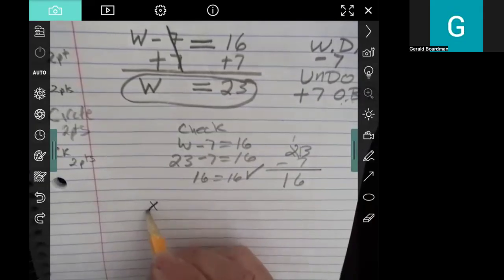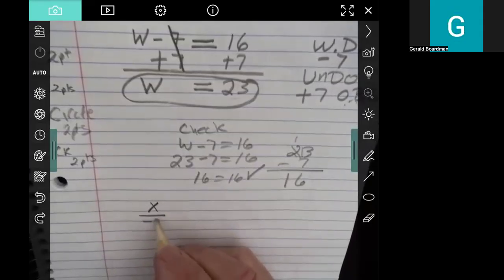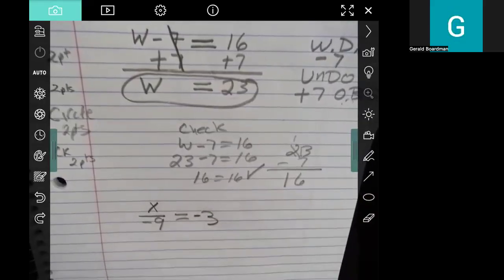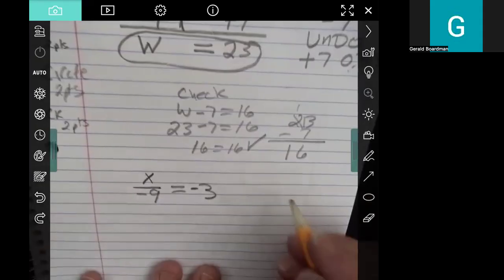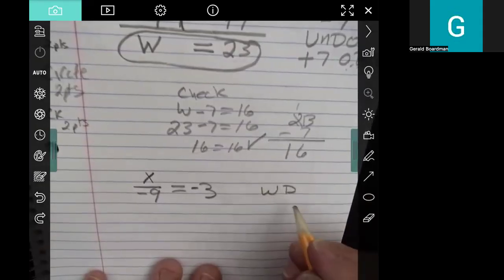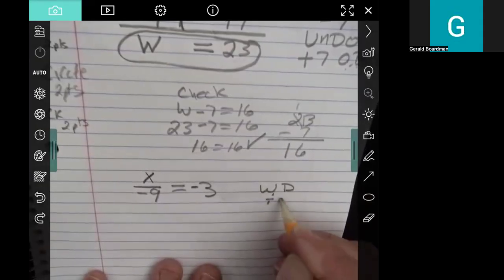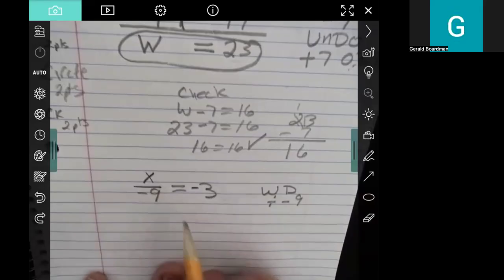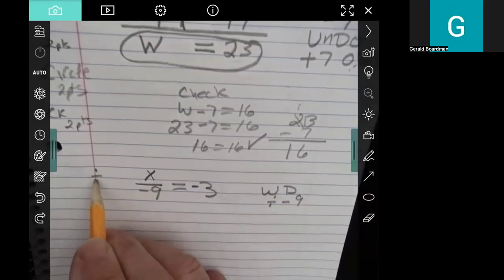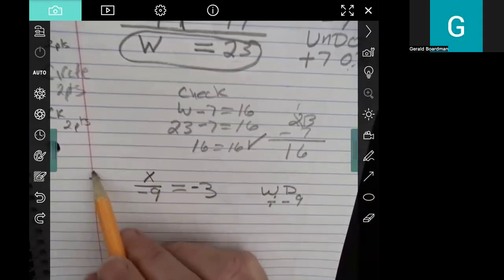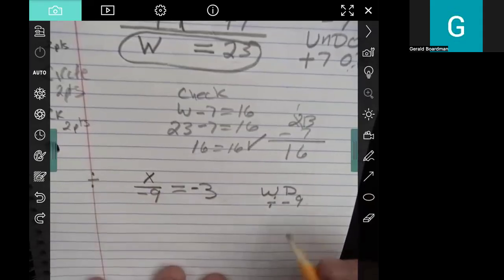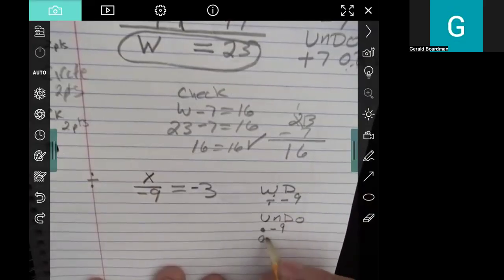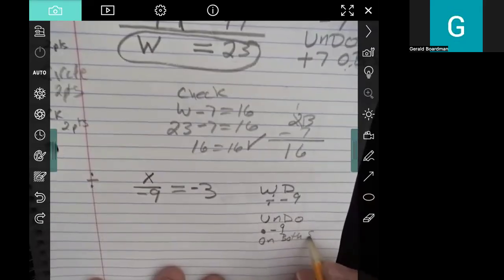So if I have x over negative 9 equals negative 3, what I need to do is ask what's done to the x: it's being divided by negative 9. So one way of showing division is to show it as a fraction. Here, this is a division symbol. Doesn't that look like this, right? With a number up top and a number down bottom. So our undo is going to be multiply by negative 9 on both sides.